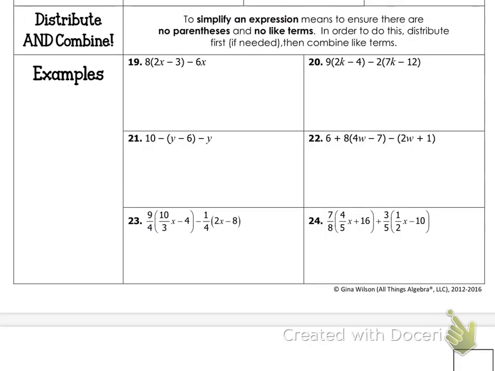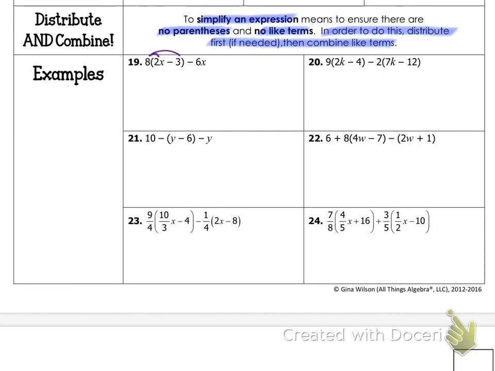Okay, let's look at this. So the last ones, to simplify an expression means to ensure there are no parentheses and no like terms. In order to do this, distribute first if needed, and then combine like terms. So we need to get rid of the parentheses first, so we're going to distribute first if you need to, and then combine. So we can distribute here, so let's distribute there.